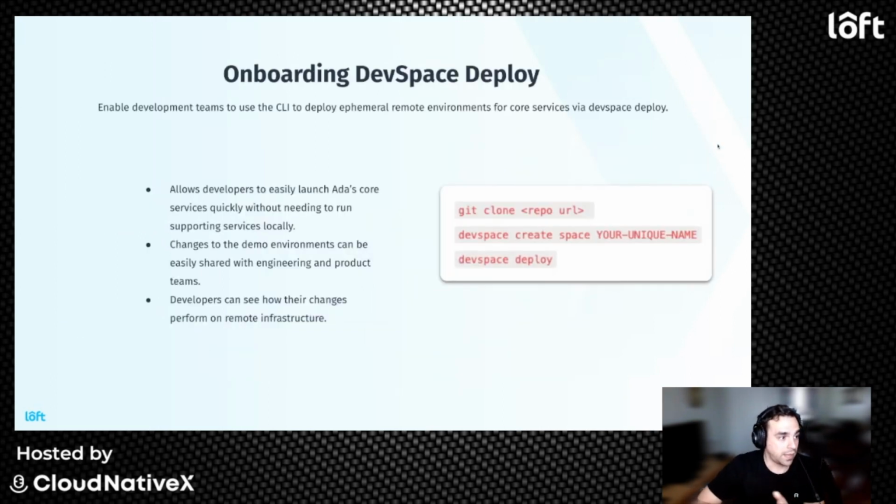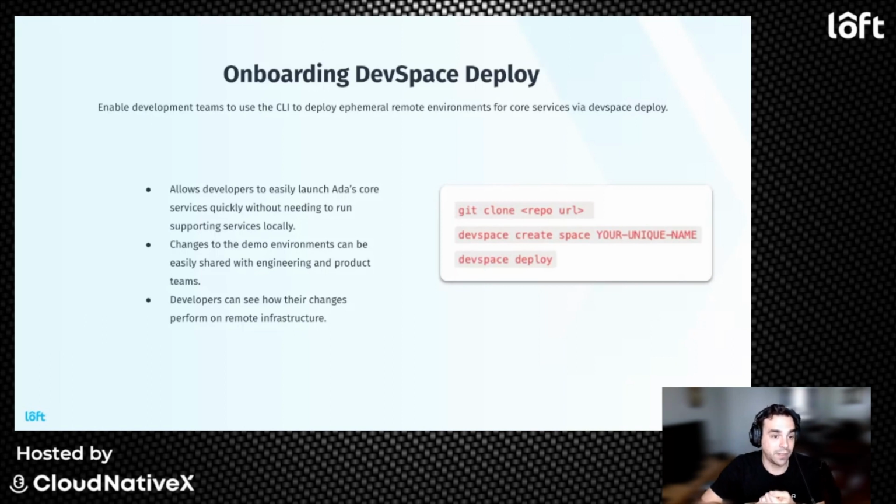So moving to the next slide, just talking about the onboarding of the devspace deploy. Essentially, the experience that we wanted to create for our engineering teams was that any Ada developer, whether they're in the first few days on the job or they've been working on the code base for years, should be able to run git clone to clone the repo. They should create a unique space, so Rob's test PR, and then run devspace deploy. And within 5 to 10 minutes, we would expect them to have a workable devspace or Ada environment for that service that they deployed.